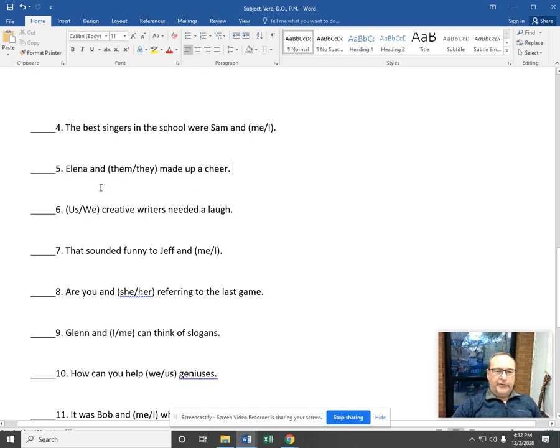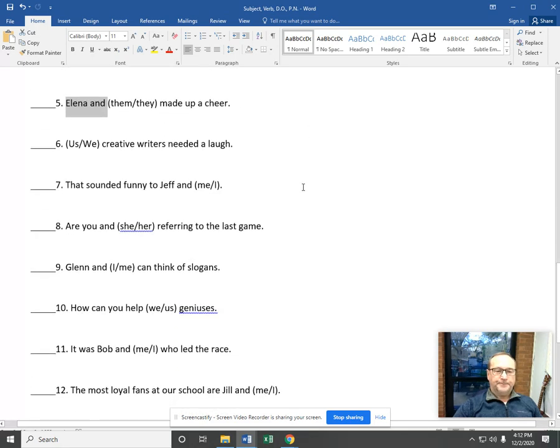Let's take a look at number 5. Elena and, would it be they or them? Elena and them made up a cheer. Well, let's get rid of Elena to arrive at our answer. They made up a cheer. Okay, now we have an easy answer, right? But that only makes sense when we have action verbs. When we have state of being verbs, it gets a little more complicated.